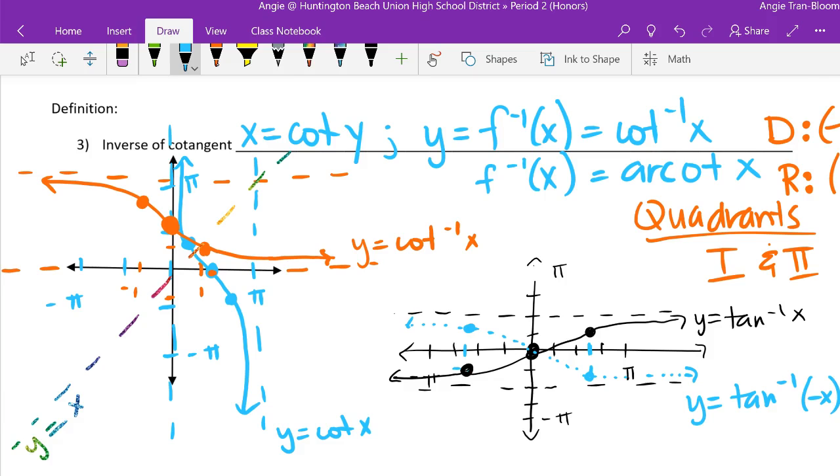It's now in the right direction, but is it the same spot? No. What else do you need to do? Bring it up. How much up? Pi over 2. So that means this dot is not here, and this dot is here. So check this out.